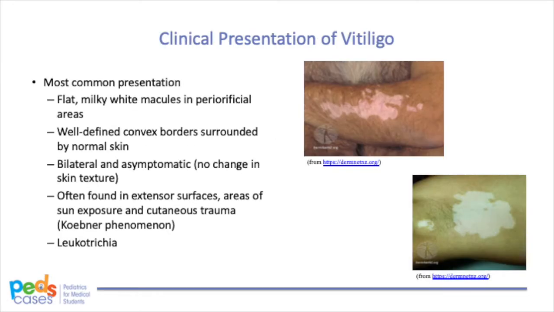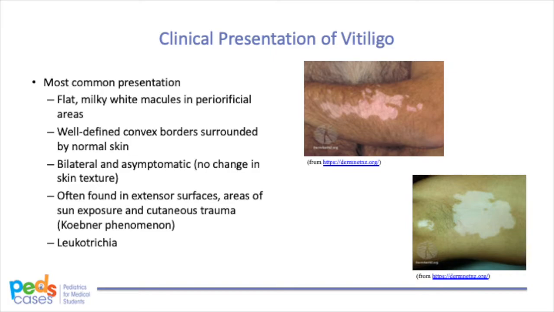Vitiligo is a heterogeneous condition that can have variable presentations. The most common initial presentation is flat, white macules and patches in periorificial areas, including the mouth, eyes, nostrils, umbilicus, and genital area. The macules and patches appear milky white, with well-defined convex borders surrounded by normal skin. It is important to note that vitiligo may show more than one shade of color. Although the location, size, and shape of depigmentation vary, it is often bilateral and asymptomatic. Depigmentation defines total loss of melanin caused by melanocyte destruction, whereas hypopigmentation defines partial loss of melanin pigment.